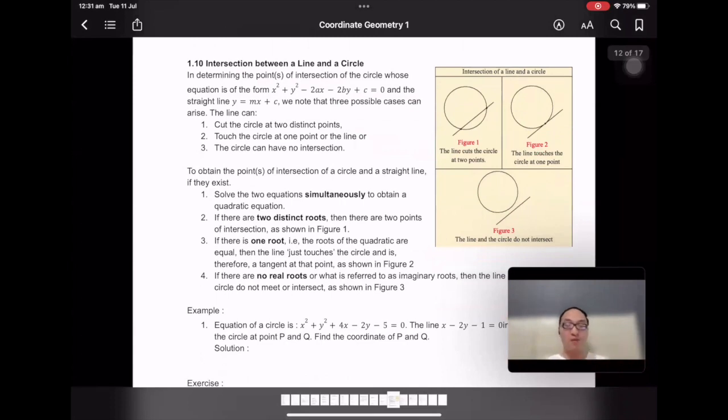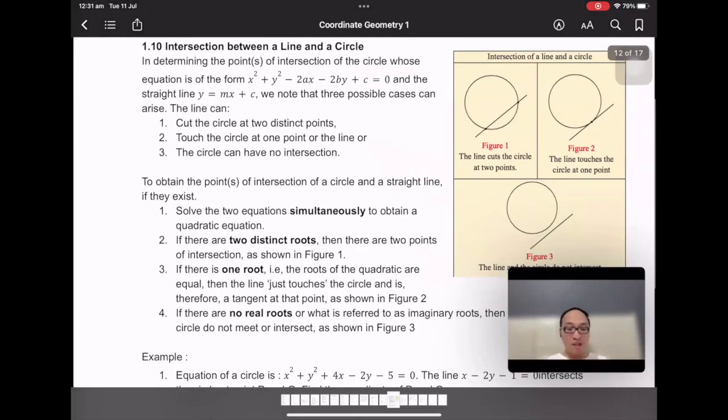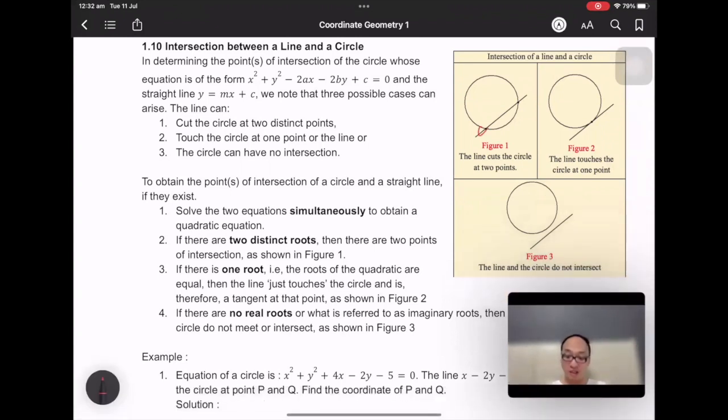Intersection between a line and a circle. In determining the points of intersection between a circle with a given equation and the straight line y equals mx plus c, we can have three possible cases. The first one, they will cut in two distinct points. The second one, they will touch, which we call a tangent, or they have no intersection point.